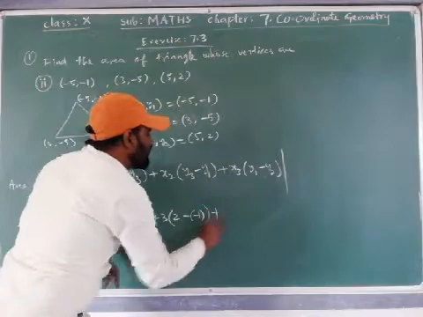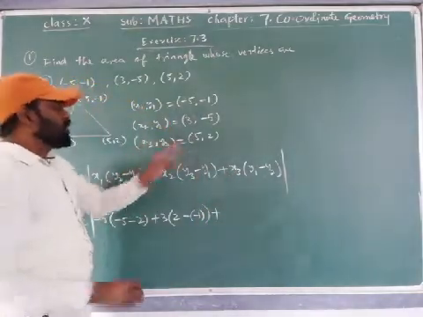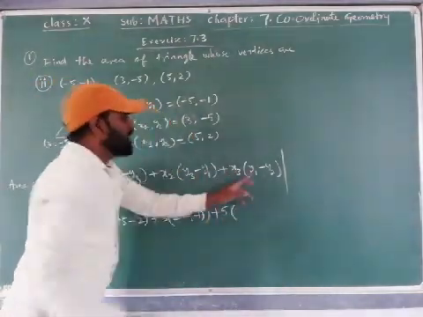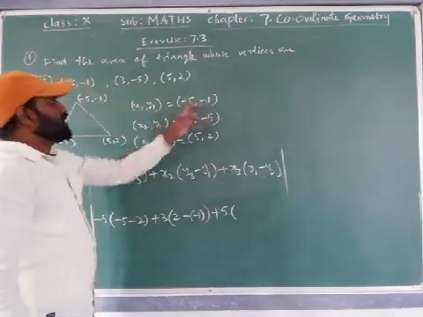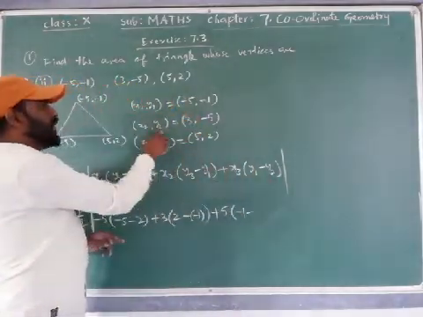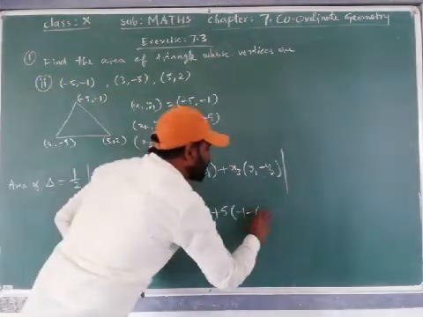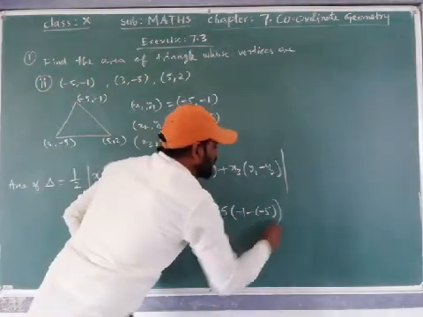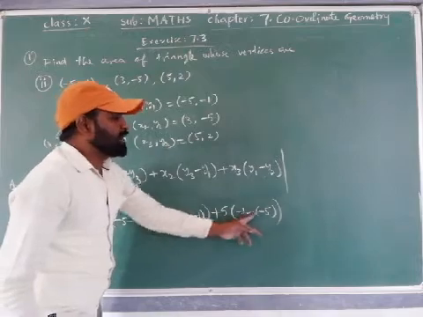Right. Plus x3. x3 is what? 5. y1. y1 is what? Minus 1. Again minus here. y2. y2 is what? Minus 5. So keep one bracket so that there is no confusion with 2 minuses.